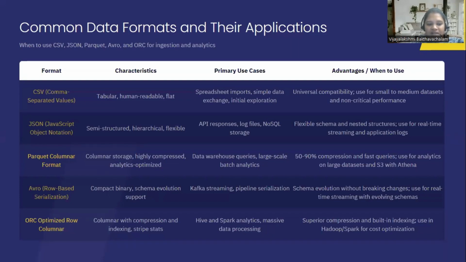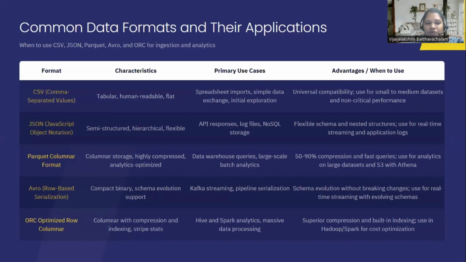JSON falls under semi-structured, and the use cases are API responses, log files. It can be used in real-time streaming and application logs. Parquet is a columnar storage format, highly compressed and optimized for analytics use cases.